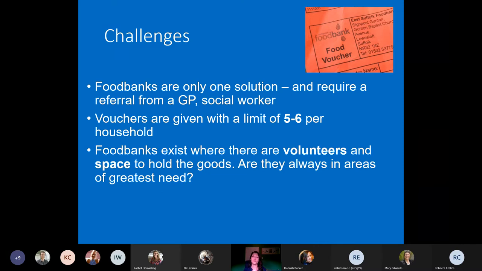Also, food banks exist where there's capacity, where there's volunteers to work in them, where there's somewhere to have the food and to run the food bank out of. And typically they're in churches. Trussell Trust is a Christian charity, and so that gives them a nice resource base to start from, because there's plenty of willing volunteers and there's plenty of spaces. And we tend to see that most food banks are run out of churches for this reason. But then this leads to the question, are they always where there's the greatest demand?